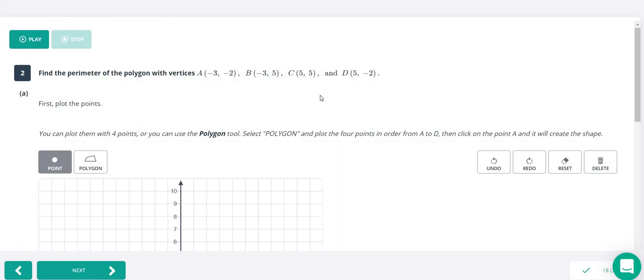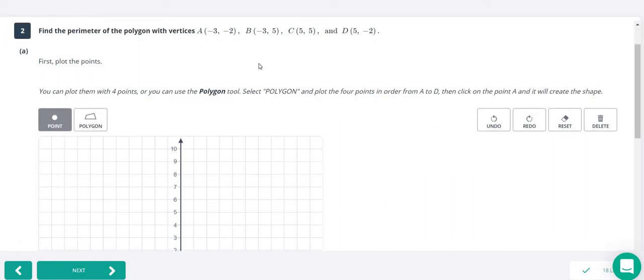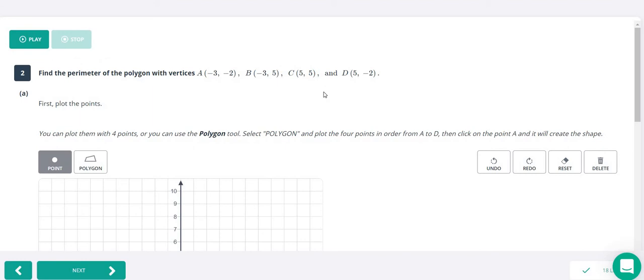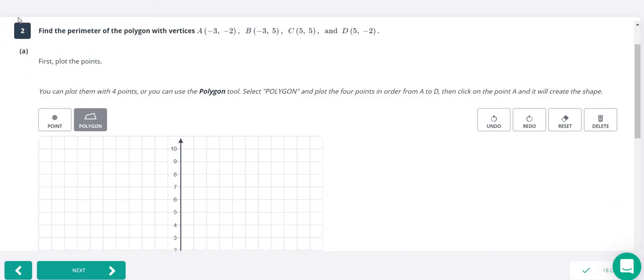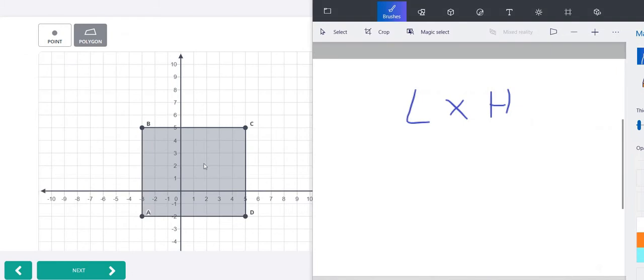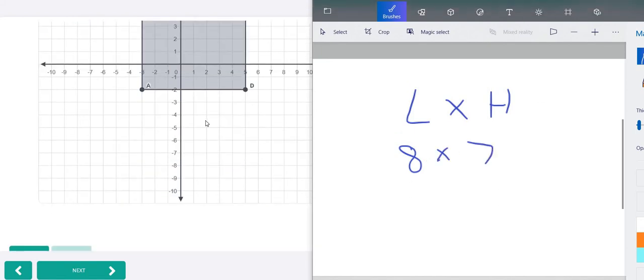Number 2, now we have 4 points, so we're going to have some type of rectangle. So first I'm going to plot these 4 points. Make sure you hit polygon first. So there's my rectangle. Rectangles or squares are just length times height. So just find our length. 1, 2, 3, 4, 5, 6, 7, 8. And our height, 1, 2, 3, 4, 5, 6, 7. So 8 times 7 is 56.